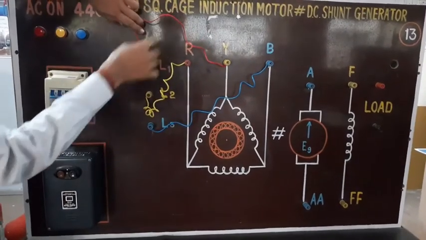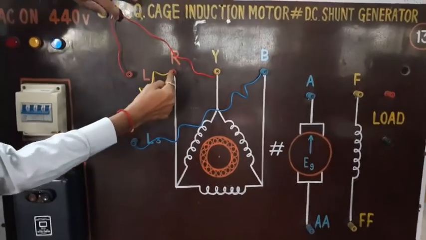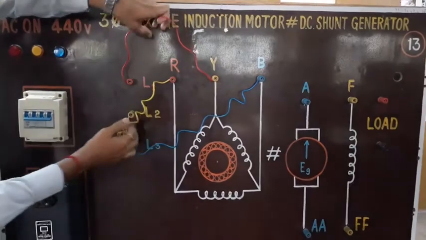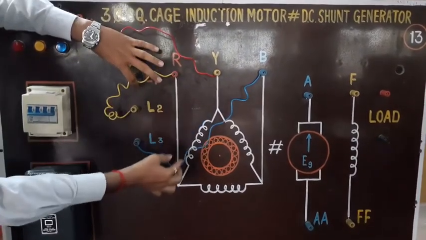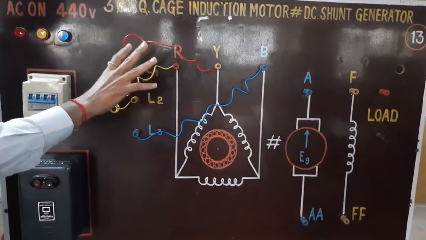Now we are connecting the first phase to the second one. That means initially this wire we had connected to this one, but right now I am connecting L1 to the second phase, B, and the second phase of the line to the first phase. Okay, and the third is kept as it is. That means I am reversing only two terminals of the motor connections.